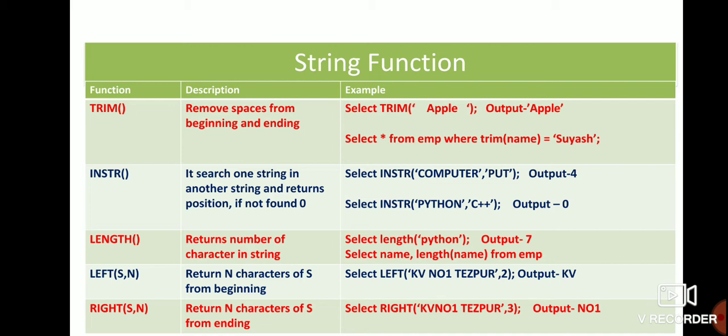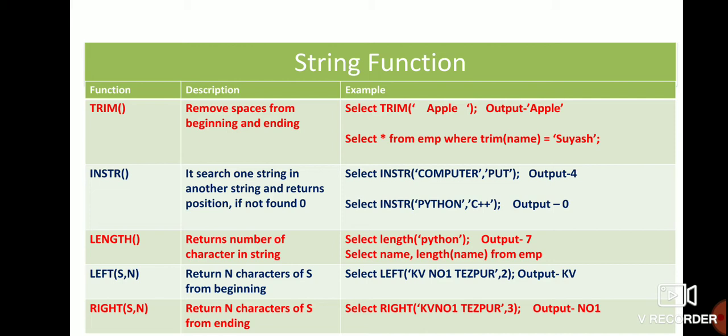Like select left KV number 1 Tejpur comma 2. So how many characters will it return? Only the first two. From left I have selected, so from left it will select. Like from left, K is the first character and V is the second character, so it will return only two characters, that is K and V.